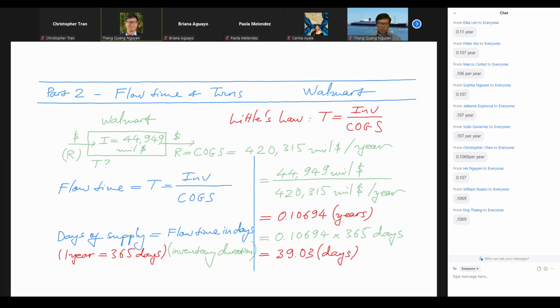So the days of supply at Walmart is 39 days. We just calculated that. And at Target, the days of supply is 58.7 days, or about 59 days, right? So 39 days at Walmart and 59 days at Target. Can you see the big difference over there, right? Walmart is a much faster retail process than Target is. So Target is nearly 59 days, whereas Walmart is only 39 days.